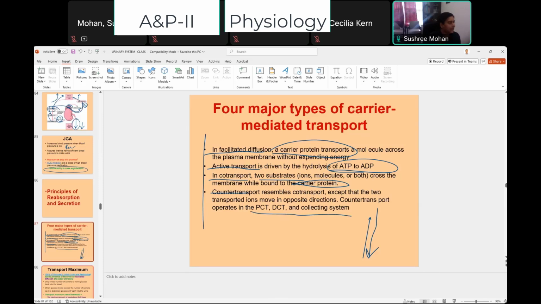So we'll use some amount of facilitated diffusion, some amount of co-transport, some amount of counter transport. All these transport mechanisms, because we are done with filtration, we are done with pressure differences. Pressure differences, filtration, we talked about it in the glomerulus. Now we are looking at reabsorption. Now we are looking at the carrier proteins which will help in the reabsorption process.